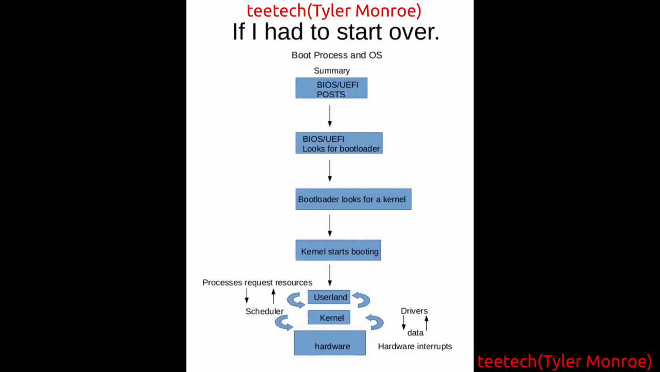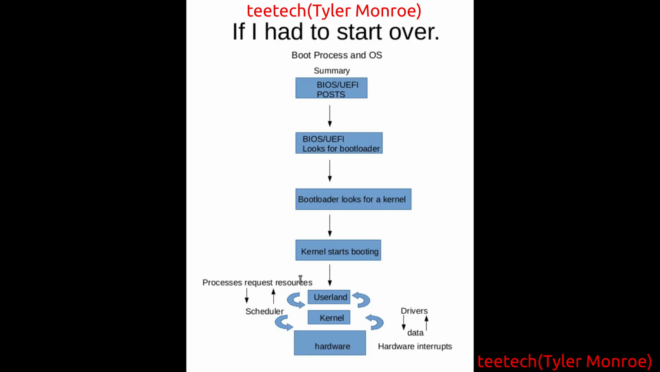So this is how the process looks. The BIOS or the UEFI does that power on self-test. If it passes and it's got a check mark, the BIOS looks for the bootloader. All right. Once it finds the bootloader, the code looks for a kernel. The kernel then starts booting. And once the kernel's done booting, you get your user land. And then these are things like, in Windows, this could be your login program. That's an example of user land.